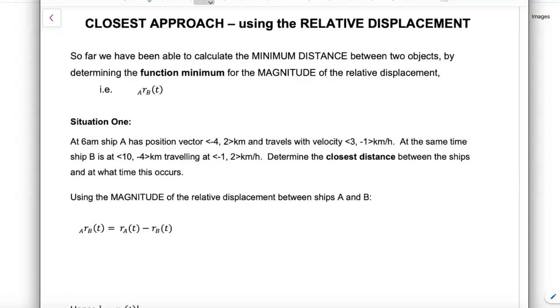In this video, we're going to have a look at how we can calculate the closest approach between two objects, or the closest distance that they will come to each other. Previously we've looked at the relative displacement to do this. We have tried to find the magnitude of our relative displacement of, say, A from B, and using that magnitude, or that scalar value, over time, plotted that to find the minimum of that function. So let's see this in action.